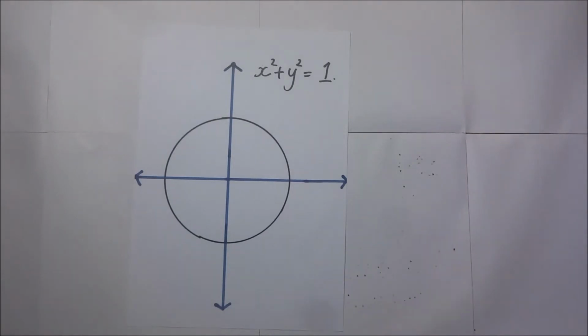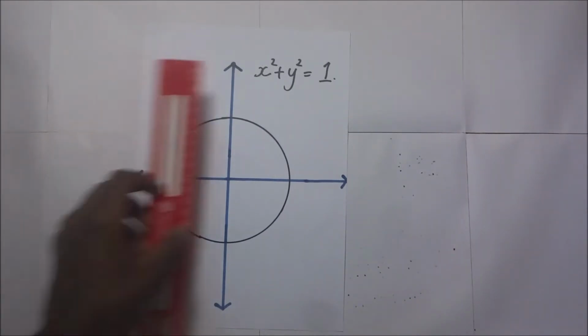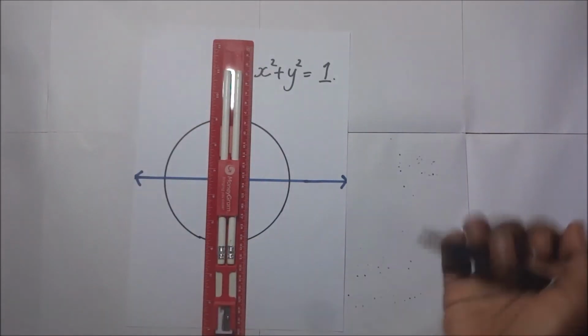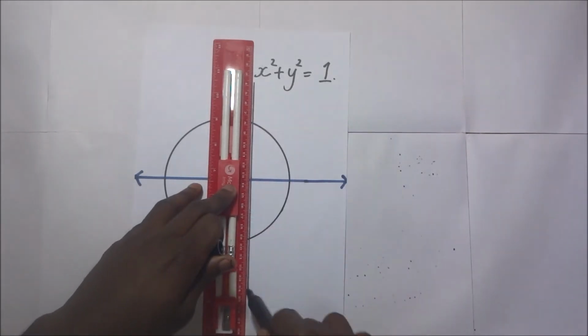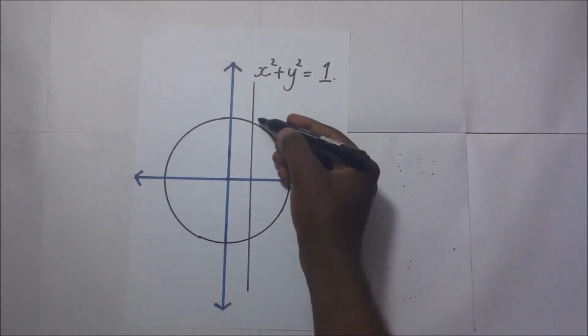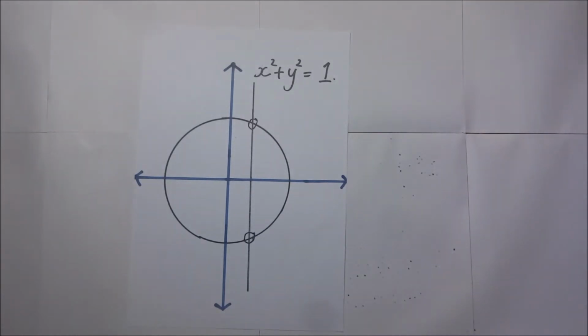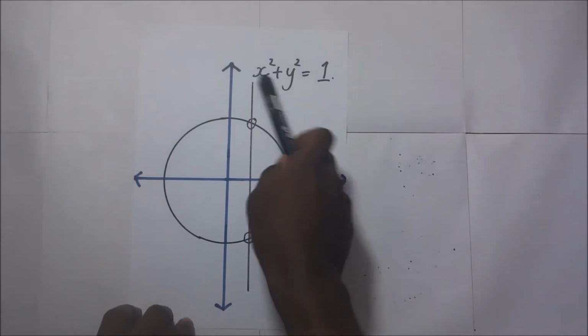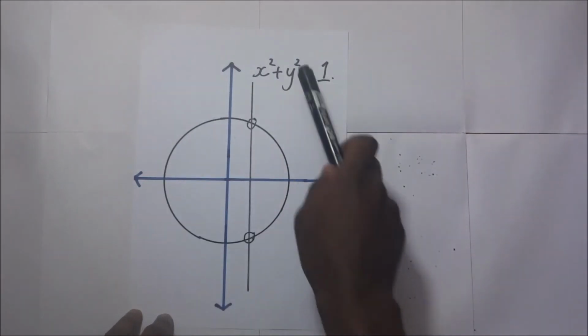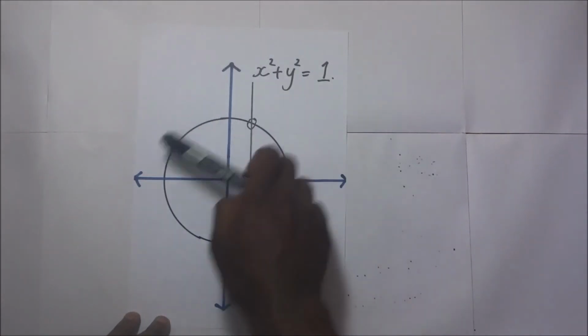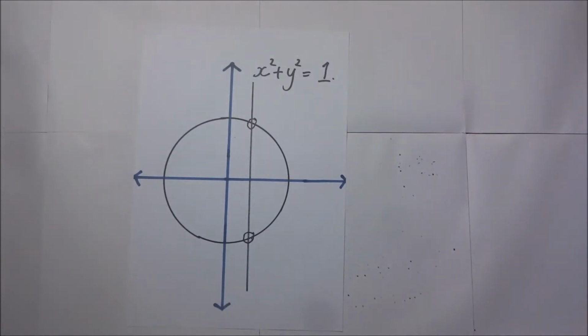x squared plus y squared is equal to 1. Again, we shall do our vertical line test. We shall draw. When we draw it, it intersects at that point and at that point. And since it's intersecting more than once, it means that this relation is not a function.